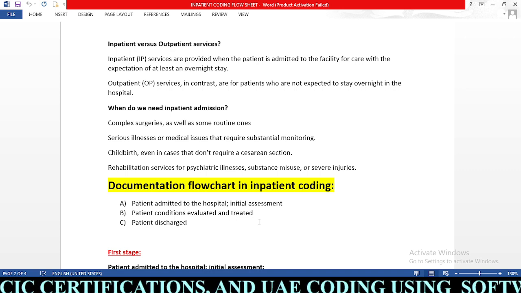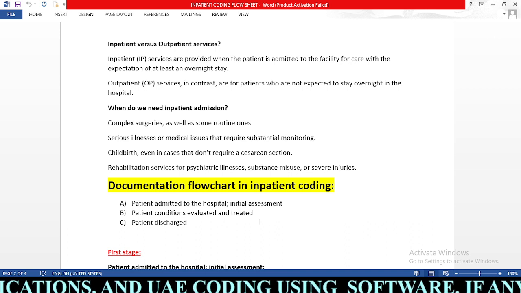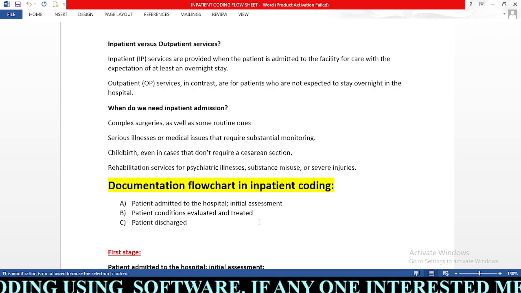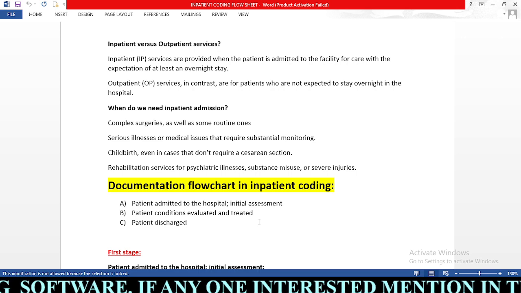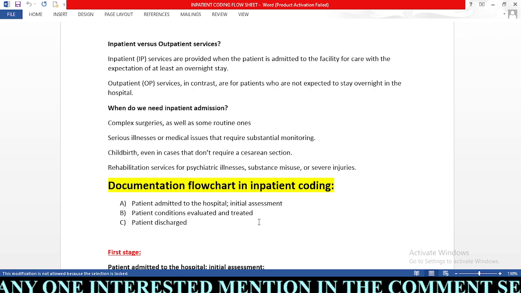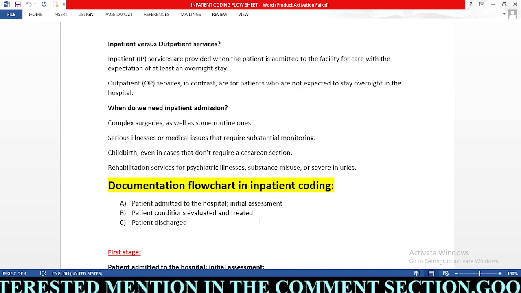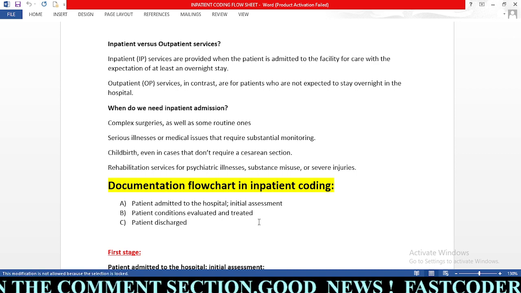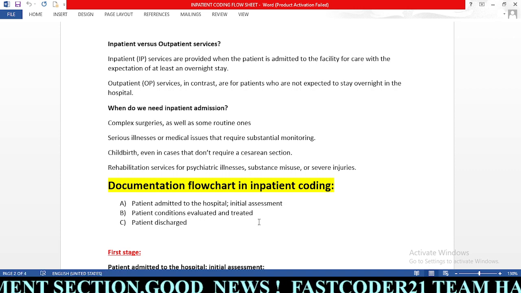Inpatient services are provided when the patient is admitted to the facility for care with the expectation of at least an overnight stay. So basically, in order to consider an inpatient stay, a minimum of one overnight stay is required. Here the patient will be admitted and will stay for a minimum of 1 day. Whereas outpatient services are for patients who are not expected to stay overnight in the hospital.